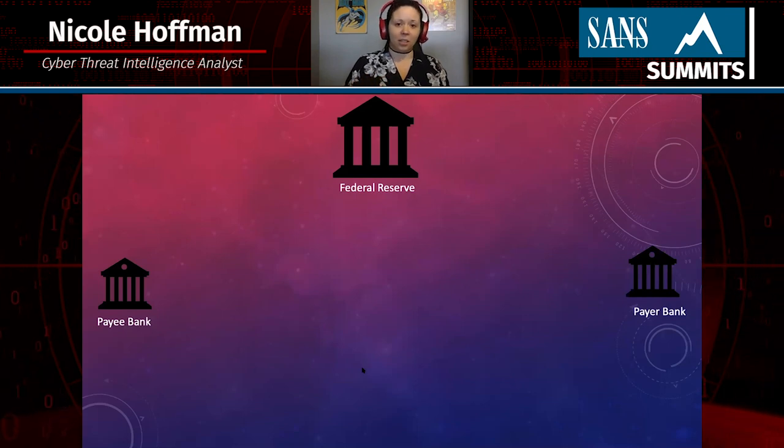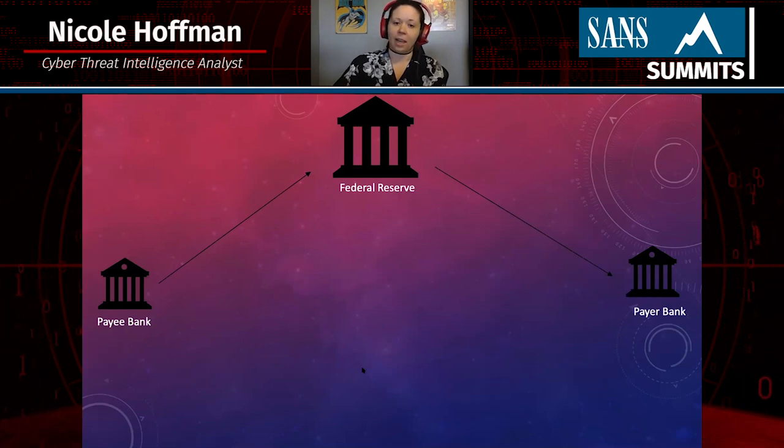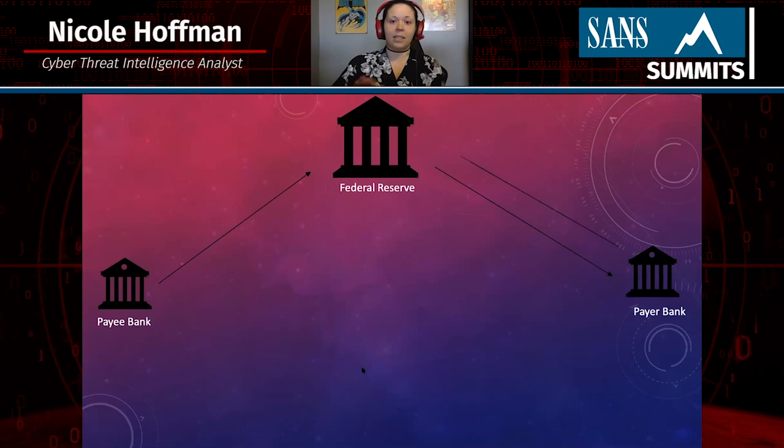I would deposit the check into my bank. The bank would then process the check and send it to the Federal Reserve. The Federal Reserve would process it and then request the funds from my grandma, the payer's account. Her bank would then process that request and send the funds back through the Federal Reserve.